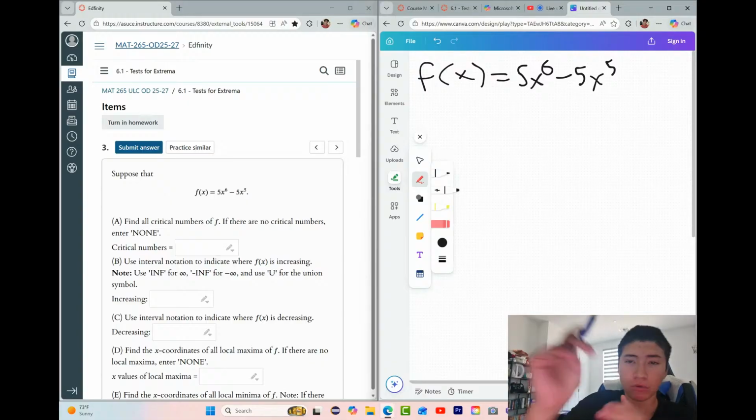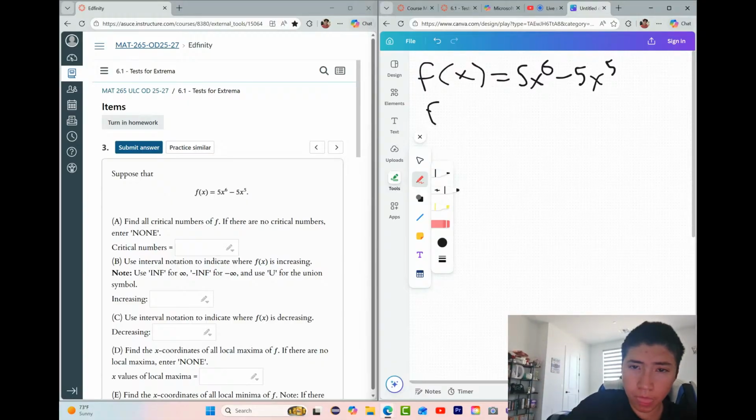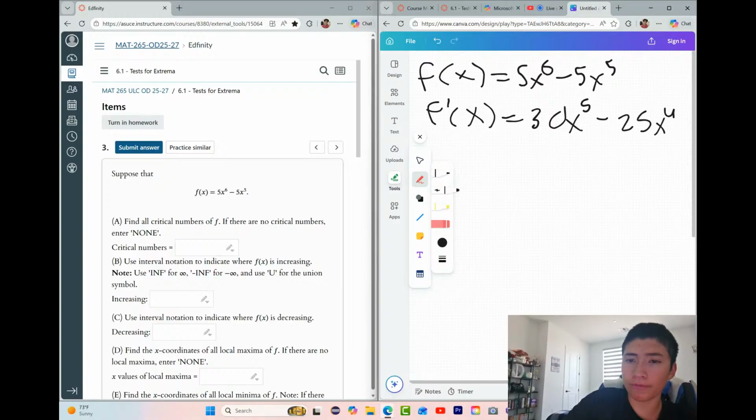Okay, so we got to find the first derivative. F prime of x equals, just use the power rule, right? 30x to the power of 5 minus 25x to the power of 4. Beautiful. Now we can factor, right? What's a common factor? 5, right?